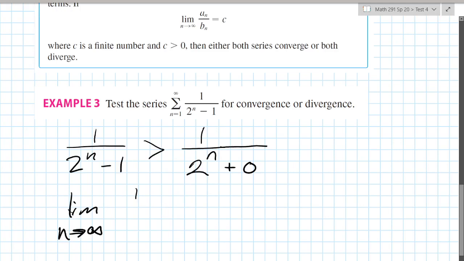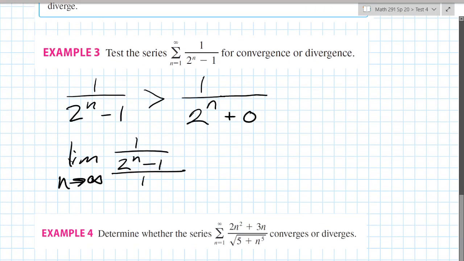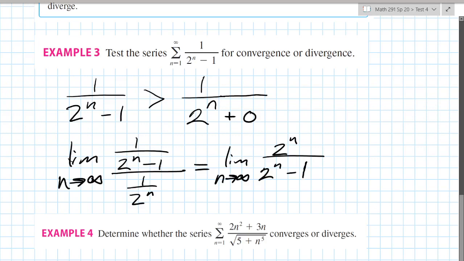Take the limit as n approaches infinity of, it doesn't really matter which one's on the top and the bottom, 1 over 2 to the n minus 1 here, divided by 1 over 2 to the n here. Taking the reciprocal and multiplying gives me the limit as n approaches infinity of 2 to the n over 2 to the n minus 1. Multiplying the top and the bottom by 1 over 2 to the n gives me the limit of 1 over 1 minus 1 over 2 to the n.